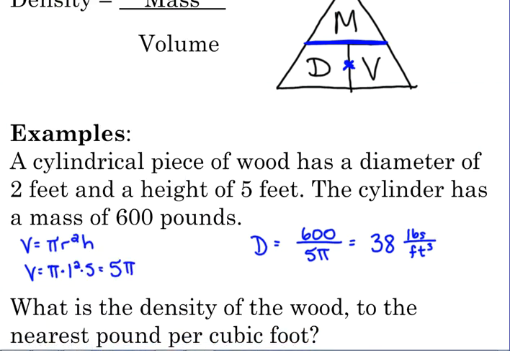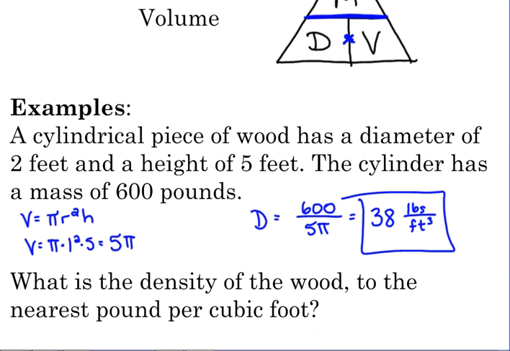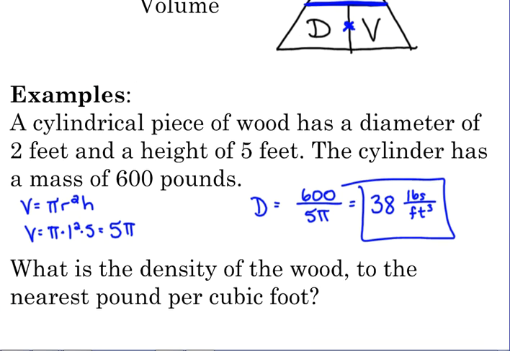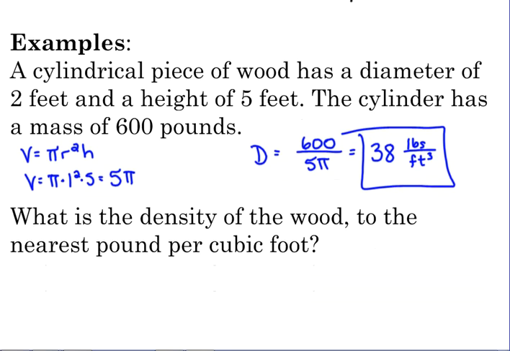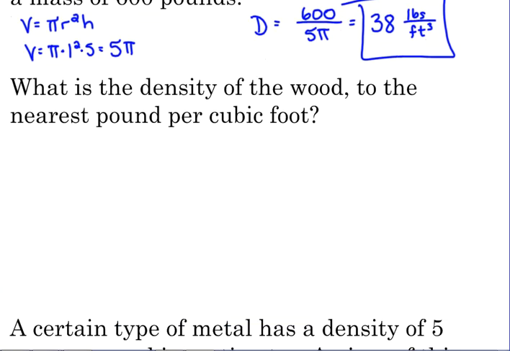The unit should make sense, right? Our mass is in pounds. Our volume, remember, is always whatever your measurement was cubed, because you multiplied 3 dimensions by each other. Questions? That one's pretty straightforward. Let's look at another example.